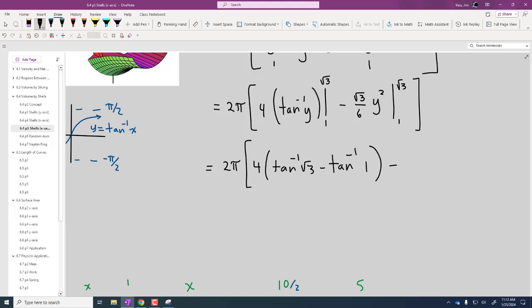And then over here, we put in root 3. Root 3 times root 3 is 3. 3 over 6 is a half, so we're going to end up with minus root 3 over 2. And then we subtract off what happens at the lower limit. So we have minus a minus, which is plus. And plugging in 1 there gives root 3 over 6. So we end up with that.